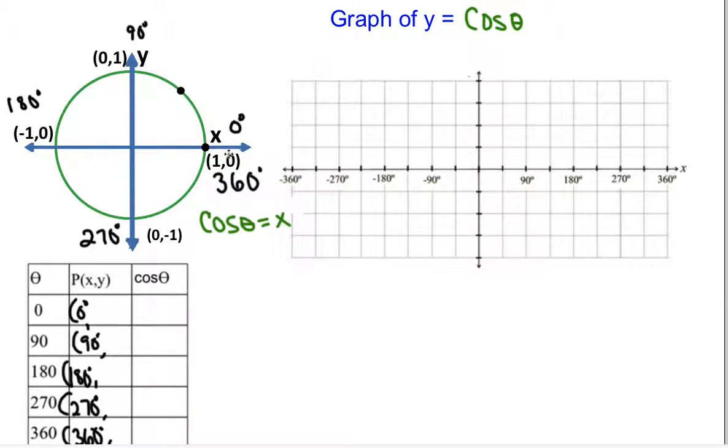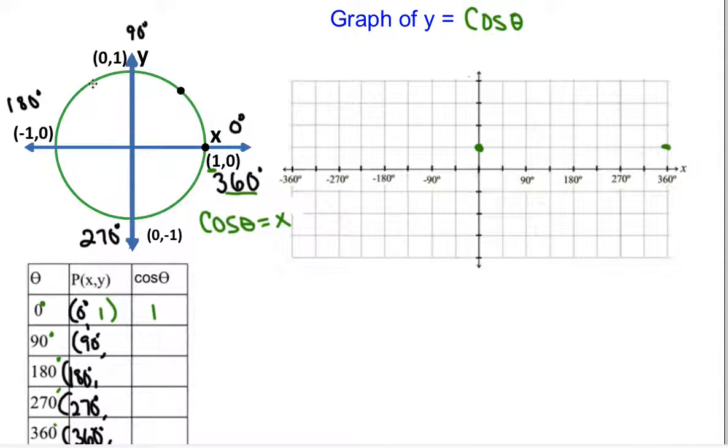So when we're looking at 0 degrees, which is right down here, the cosine of 0 degrees is 1. So that point, instead of being 0, 0 like the sine function, is 0, 1. So it goes up 1. Now, we also know that this is also 360. This is a periodic function, which means that it keeps repeating itself as it goes around the circle, so they're going to always be the same.